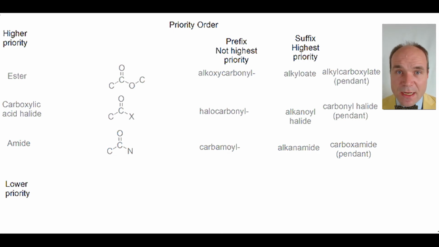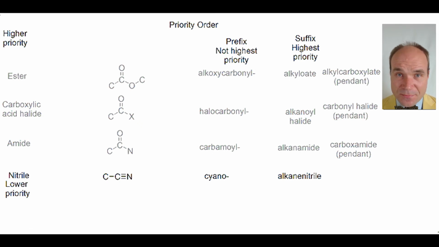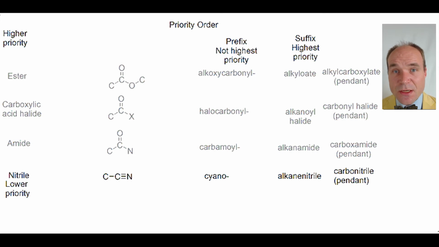Moving on from amide, going down the list again further, we come to the nitrile group. Where the nitrile group is not the highest priority functional group in your molecule, it's called cyano. If it is the highest priority functional group in your molecule, now it's called alkane nitrile. But if your nitrile group is pendant and not part of the main chain, it's called carbonitrile.